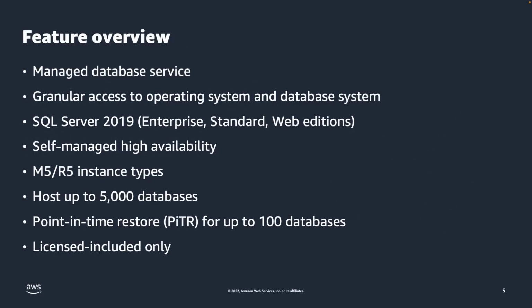We launched RDS Custom last re:Invent supporting SQL Server 2019. As of now, we support memory optimized instance R and M families. An RDS Custom instance supports hosting up to 5,000 databases. This helps a lot of SaaS vendors to build their multi-tenant architecture on AWS cost effectively. Additionally, we also support point-in-time restore for up to 100 databases. The self-managed HA provides the flexibility that the customers were asking for to support cross-region DR and migration use cases.